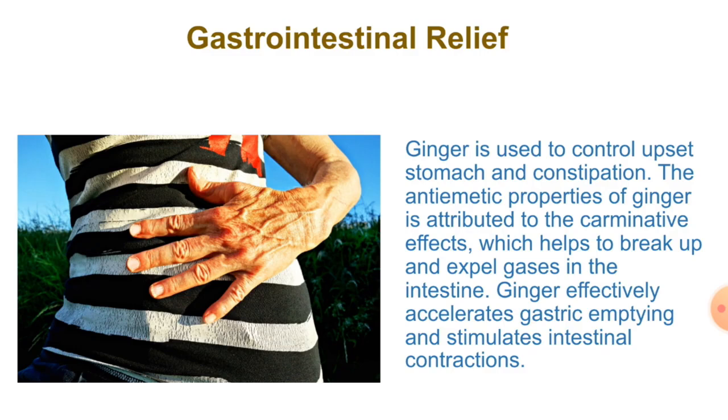Gastrointestinal relief. Ginger is used to control upset stomach and constipation. The antiemetic properties of ginger are attributed to the carminative effects, which help to break up and expel gases in the intestine. Ginger effectively accelerates gastric emptying and stimulates intestinal contractions.